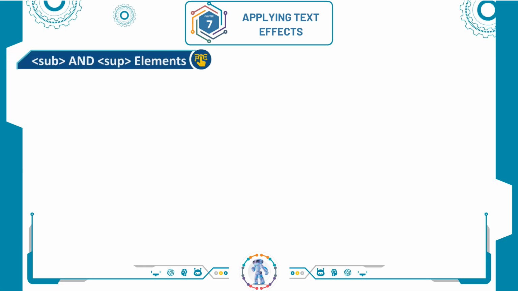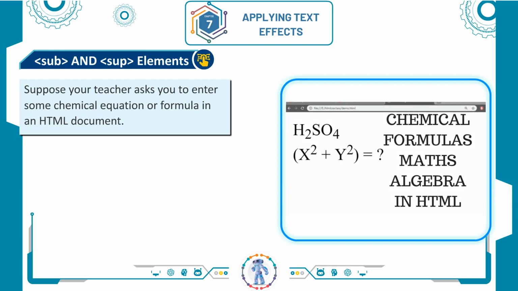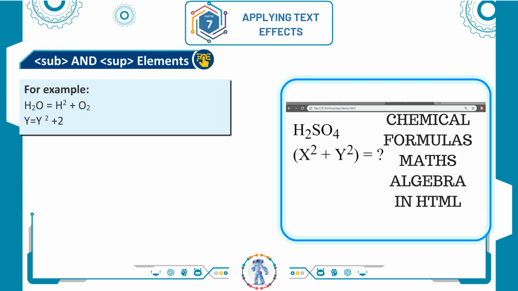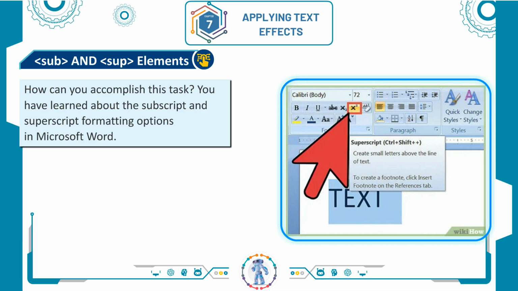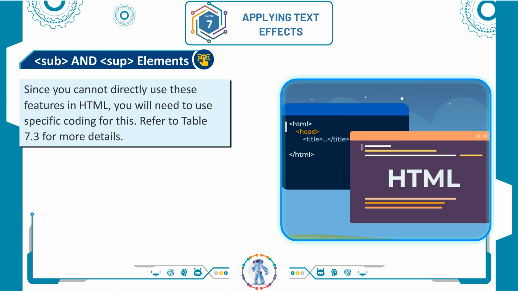<sub> and <sup> elements. Suppose your teacher asks you to enter some chemical equation or formula in an HTML document. For example, how can you accomplish this task? You have learned about the subscript and superscript formatting options in Microsoft Word. Since you cannot directly use these features in HTML, you will need to use specific coding for this. Refer to Table 7.3 for more details.